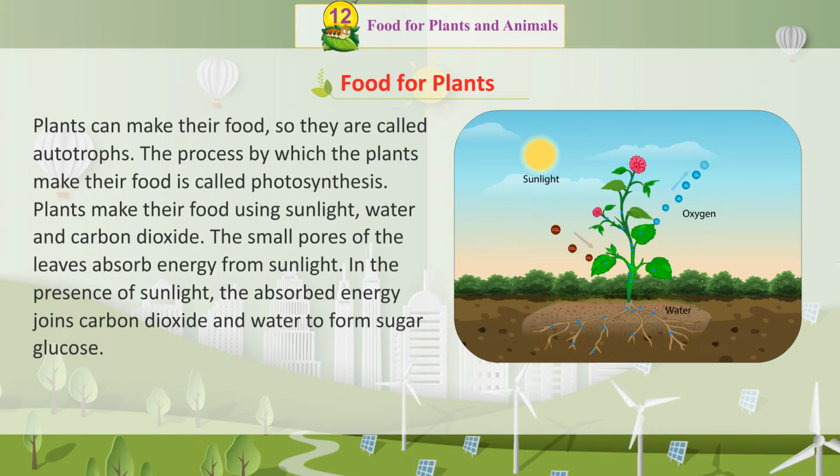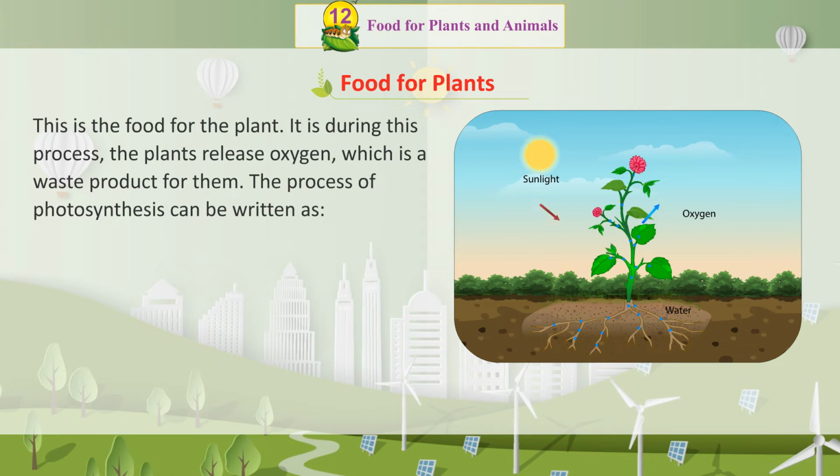The process by which the plants make their food is called photosynthesis. Plants make their food using sunlight, water, and carbon dioxide. The small pores of the leaves absorb energy from sunlight. In the presence of sunlight, the absorbed energy joins carbon dioxide and water to form sugar glucose. This is the food for the plant. It is during this process that the plants release oxygen, which is a waste product for them.